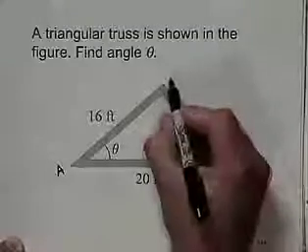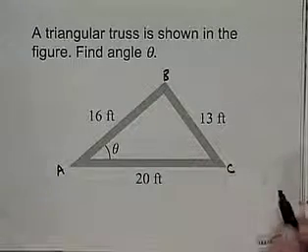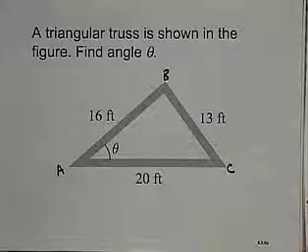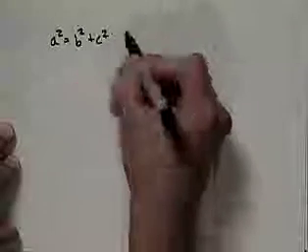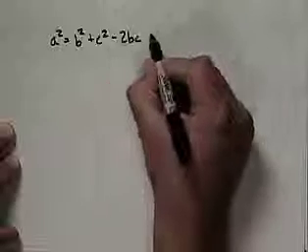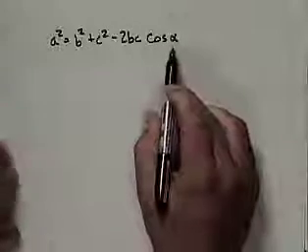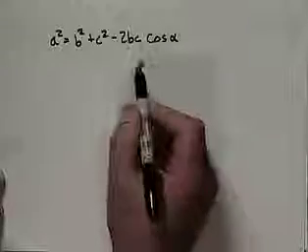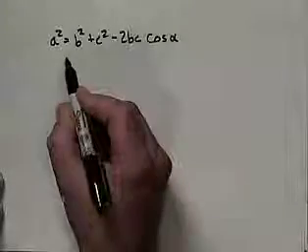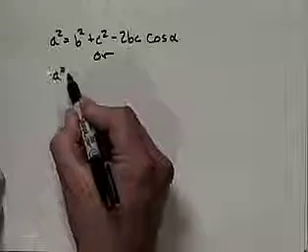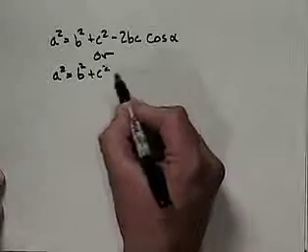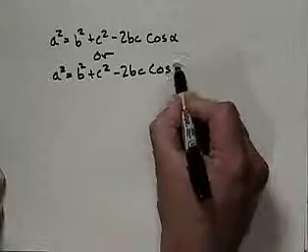Okay, now I'll try the problem. What I'll do is label the vertices for convenience. Call that one A, this one B, and this one C. Now the formula we'll use is a squared equals b squared plus c squared minus 2bc cosine alpha. And like I said, the angle we're looking for is actually theta, so we can just replace alpha with theta. And we have a squared equals b squared plus c squared minus 2bc cosine theta.